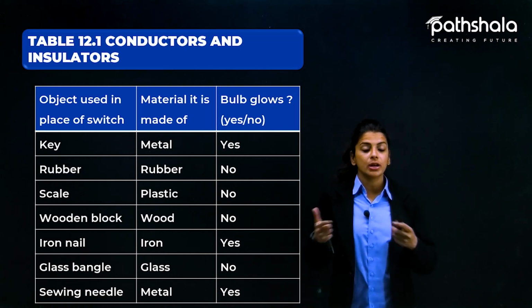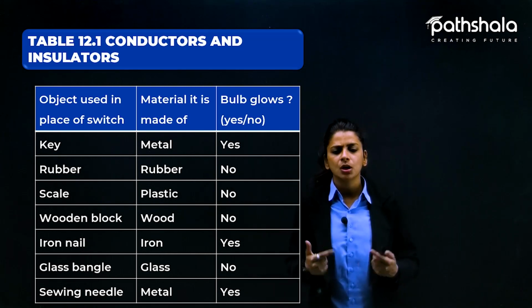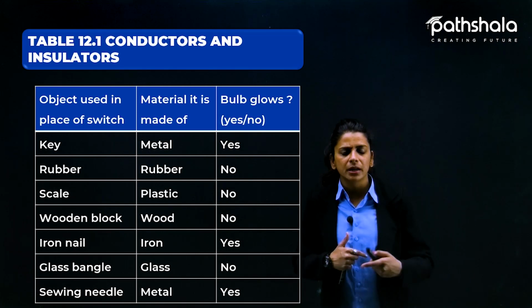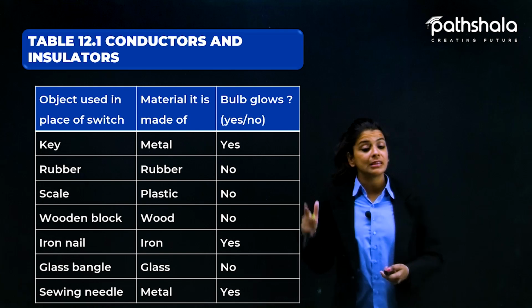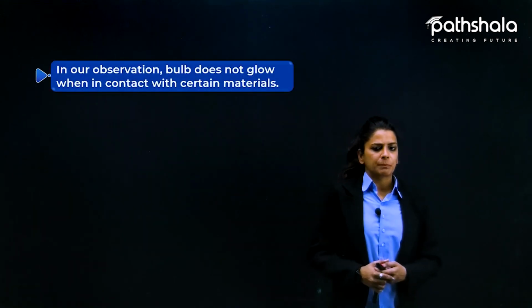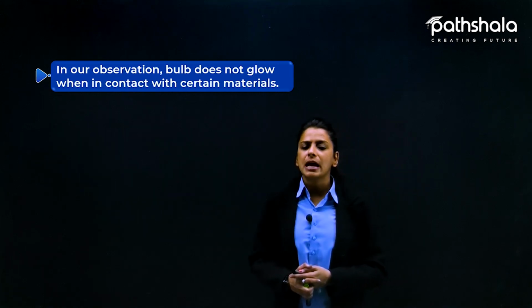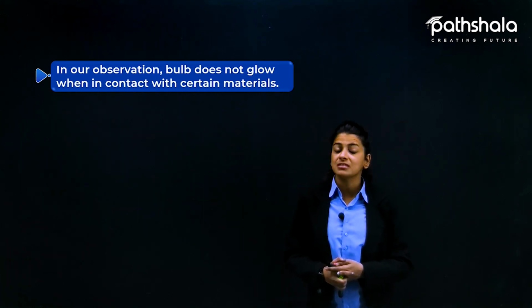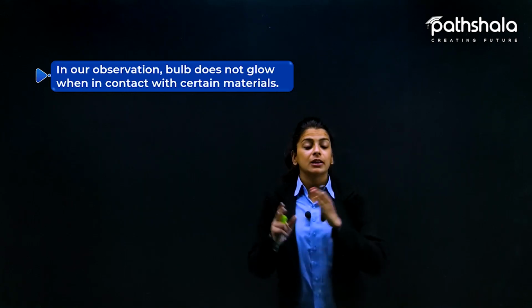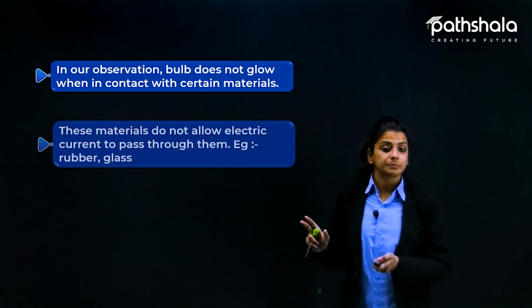या जो कोई आयरन की बनी होगी या मेटल की बनी होगी, उसमें we are able to see that the bulb is glowing, but उसके अलावा अगर रबर है, प्लास्टिक है, वुड है, so in that case the bulb is not glowing. So in our observation, bulb does not glow when in contact with certain materials, and we studied about those certain materials, that what kind of materials are those in the case the bulb is not glowing.